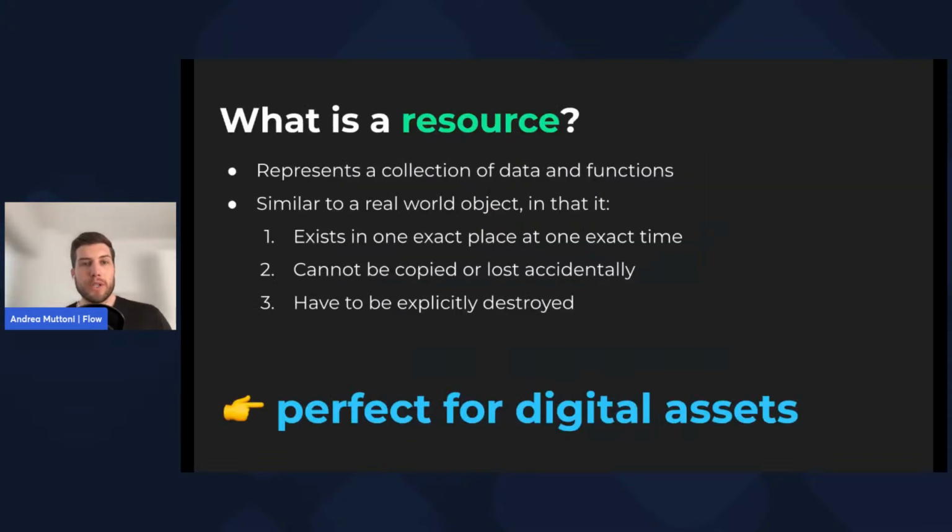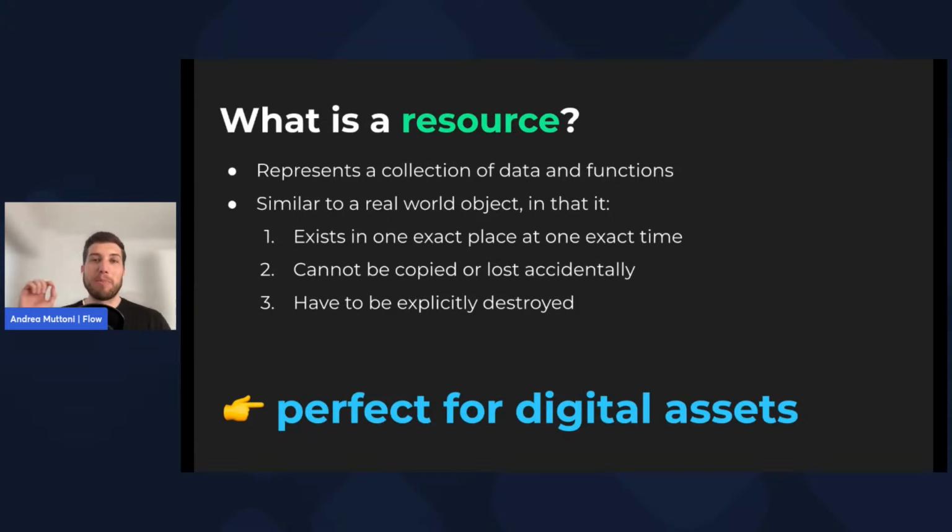So what is a resource? We talked about it already, but just to recap, it is a rich object that can have attributes, functions, anything you want. It can only exist in one place at one time, period. It has a unique identifier. It cannot be copied or lost accidentally.